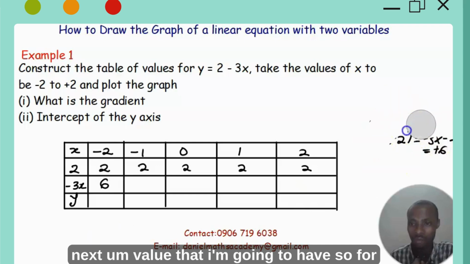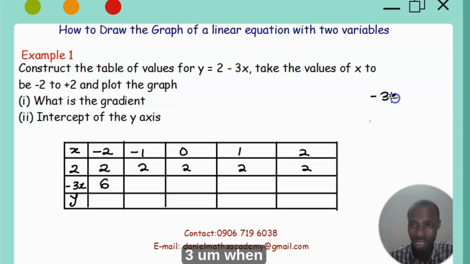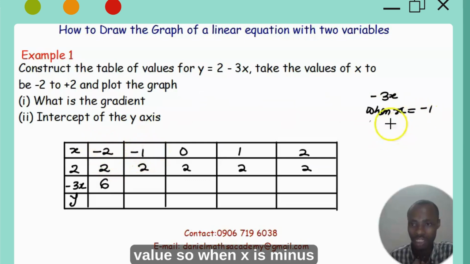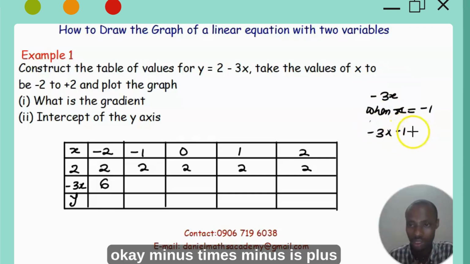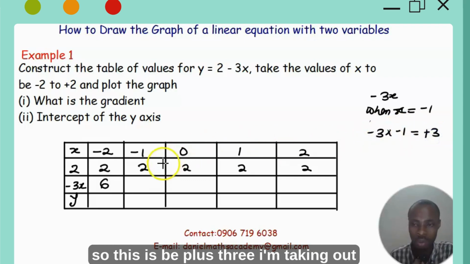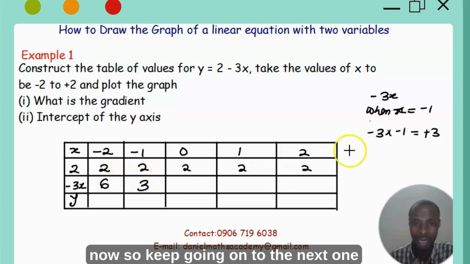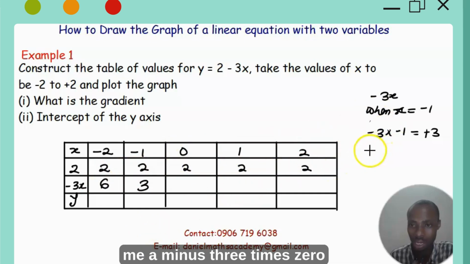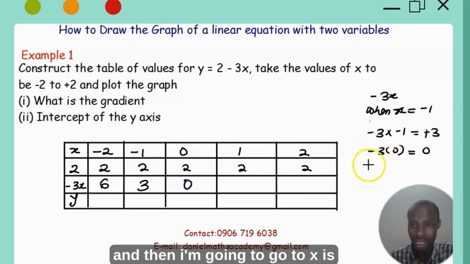Now for the next value, I'm still using the same constant because it's constant throughout. When x is equal to minus 1, I'm done with the previous one, so I'm going to go over to the next value. So when x is minus 1, minus 3x will give me minus 3 times minus 1. Minus times minus is plus, so 3 times 1 is 3, so this is going to be plus 3. I'm taking off the plus because in mathematics we know that the plus sign could be removed. So this is going to give me 3. Now, keep going on to the next one. When x is 0, what am I going to get? That's going to give me minus 3 times 0, which will give me 0.